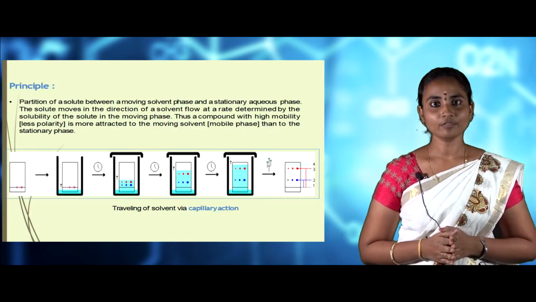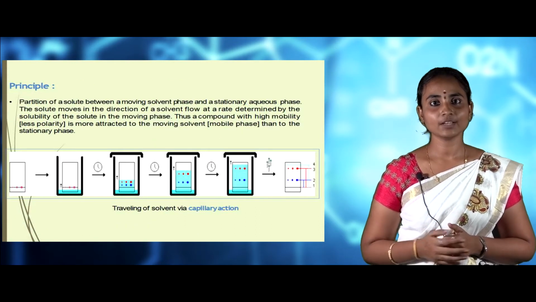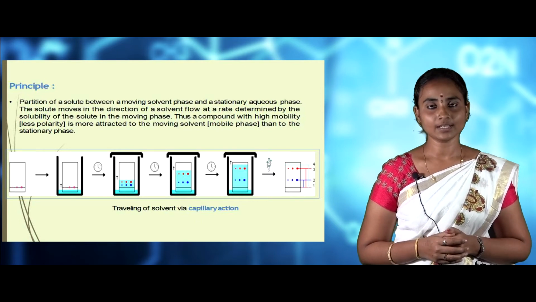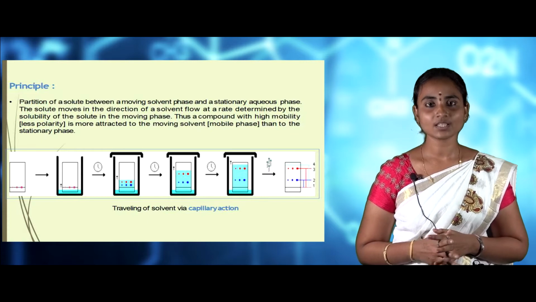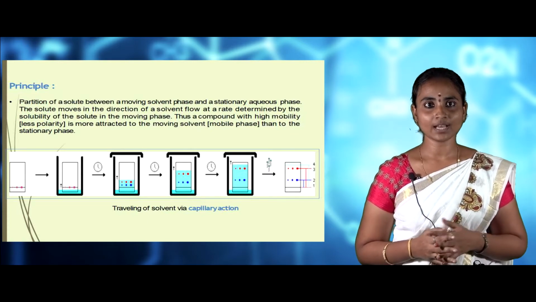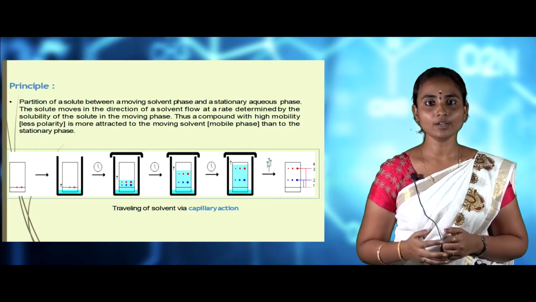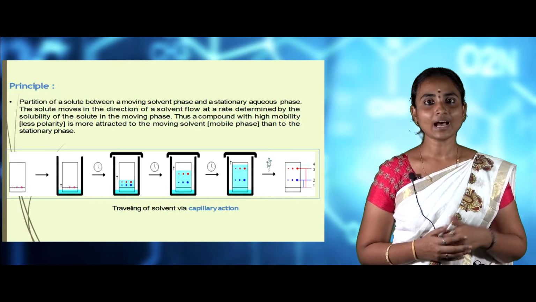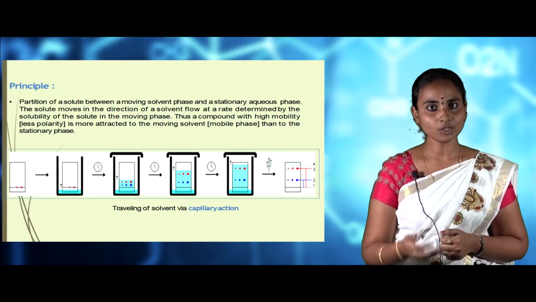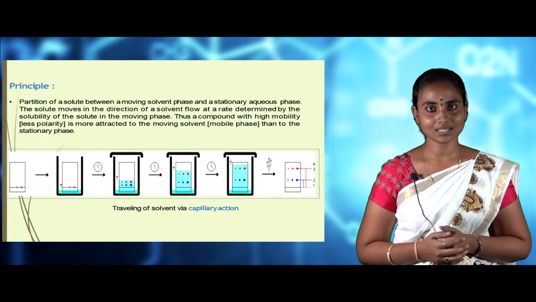The principle of thin layer chromatography mainly involves the partition coefficient, that is the partition of solute between the mobile phase and the stationary phase, whereas the solute moves in the direction of solvent flow at a rate that is determined by the solubility of the solute in the mobile phase. Thus the compound with high mobility is more attracted towards the mobile phase than towards the stationary phase.